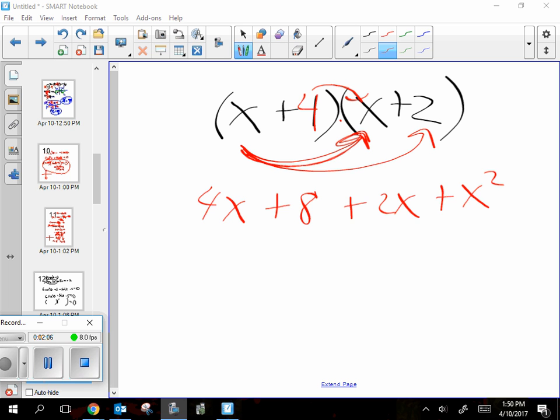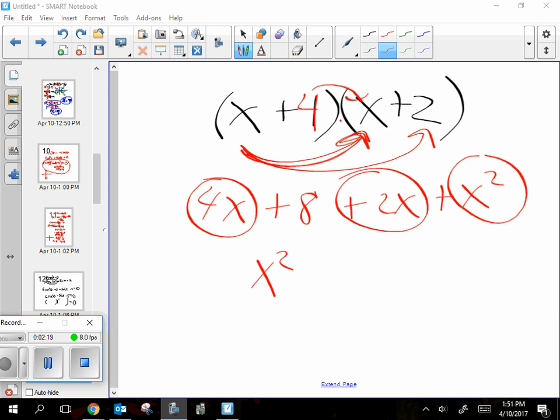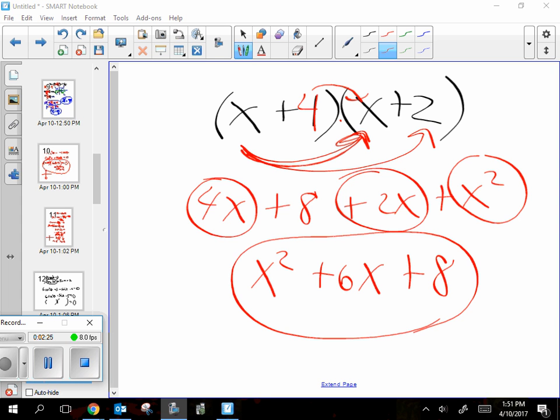And now I'm going to rewrite it in order. I don't know if you remember this, but the degree is like how powerful they are. The generals always come first, and then the ones with lower degree come next. 4x and the 2x make 6x. And then the 8 is last. There is your answer.